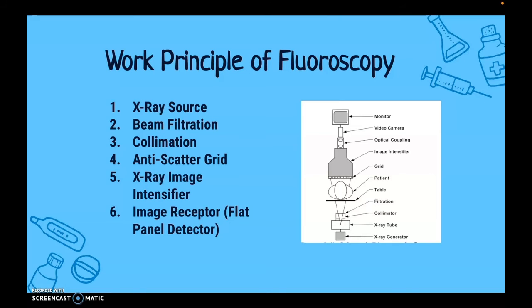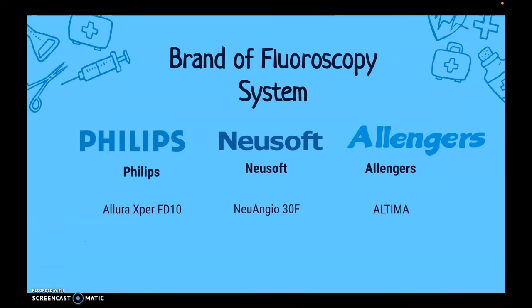And lastly, the flat panel detectors are more physically compact than X-ray image intensifier systems, which allows more flexibility in movement and patient positioning. However, the most important benefit of flat panel detectors is that they do not suffer from many inherent limitations of X-ray image intensifiers. Next, there are three types of models that I have identified, which are Philips, Newsoft, and Ellanges.